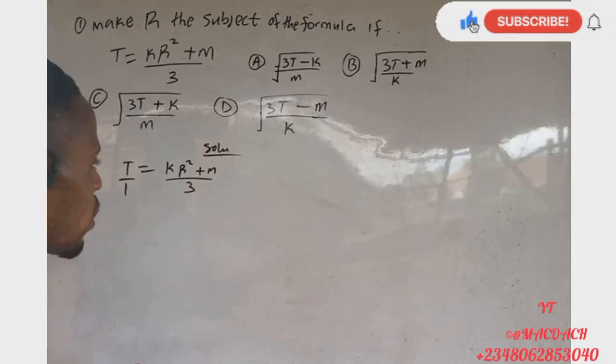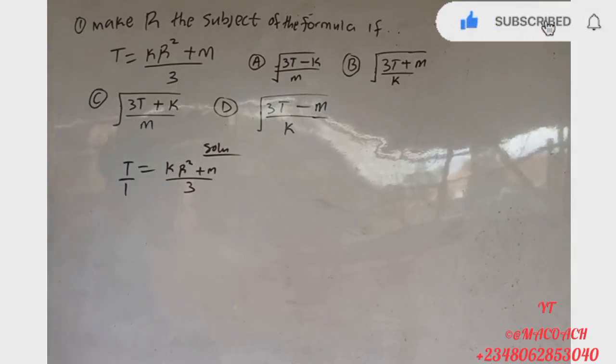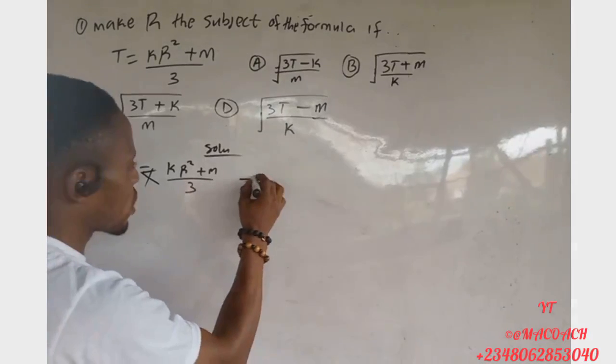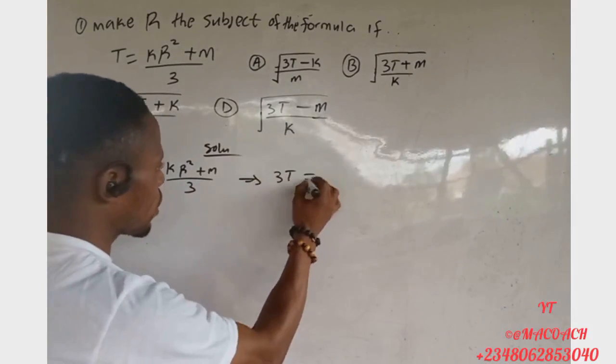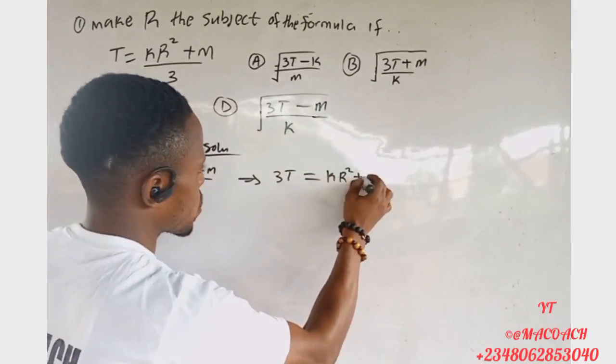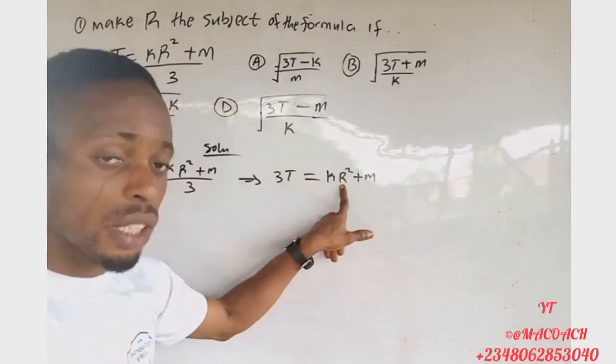To make this part also a fraction, they are separated by an equal sign, so we cross multiply. There will be 3 times t, which equals 1 times all this, so we have 3t equal to kr squared plus m. We are still looking for r as the subject, right?